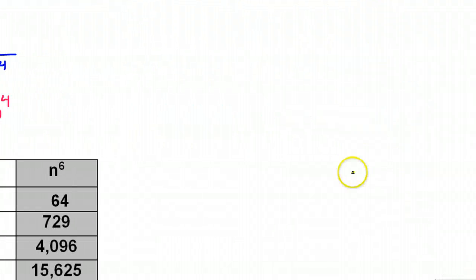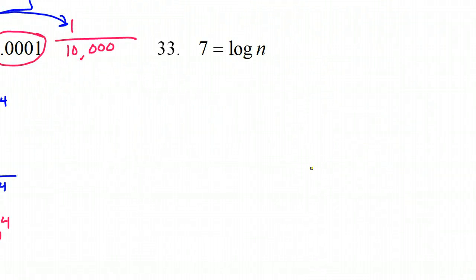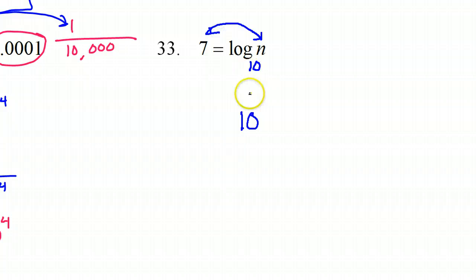Okay, looks like we're down to the last problem. So, what's the invisible base here? That's base 10. So start with the base. Drop that base down. 10. Alright, now these two guys are basically going to switch places. So I'm going to have 10 to the 7th power, okay, is equal to n. So n is 10 to the 7th power.